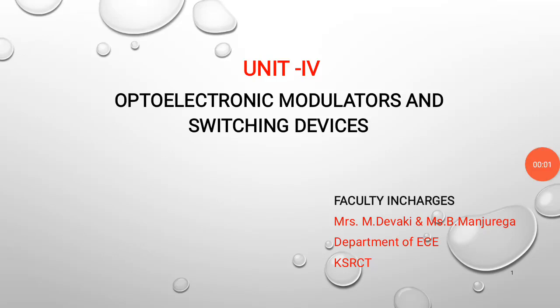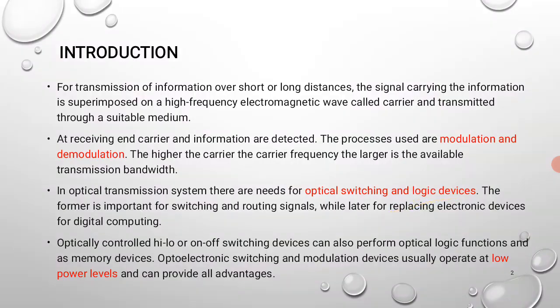In today's session we are looking at Unit 4, optoelectronic modulators and switching devices. It's an introduction to modulators and switching devices, the transmissions, what we mean by modulation and what we mean by demodulation. Modulation is nothing but the carrier signal changing in accordance with the message signal. If it is amplitude, it is called amplitude modulation. In case of frequency, it's frequency modulation. In case of phase, it's phase modulation. Retrieving the signal from the modulated signal is called demodulation.